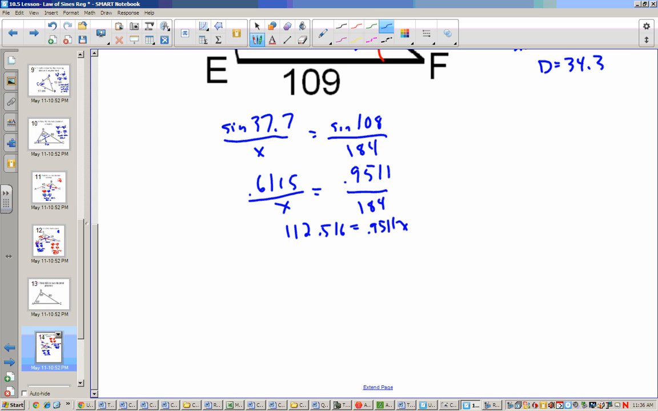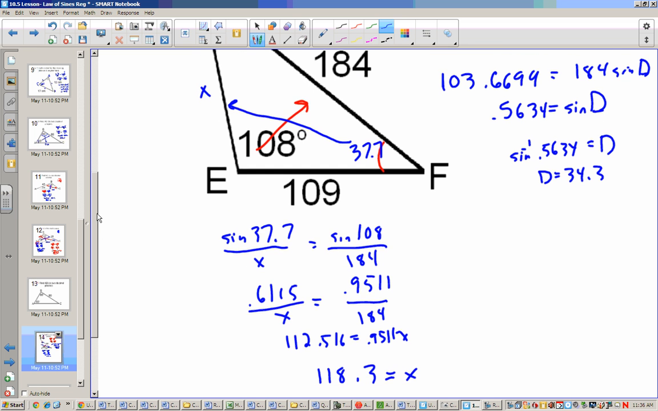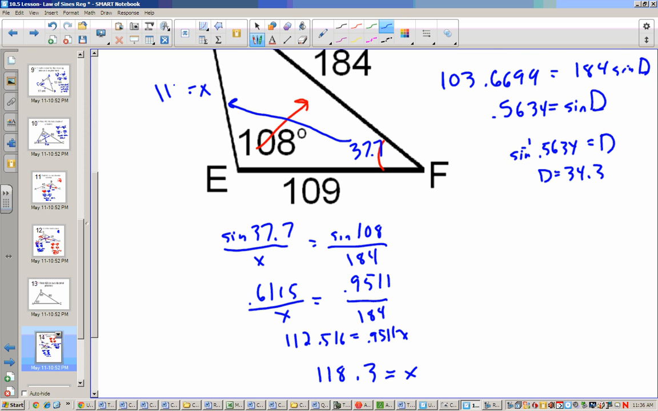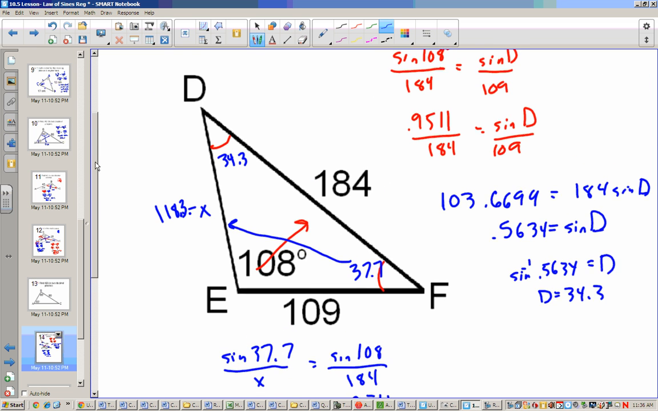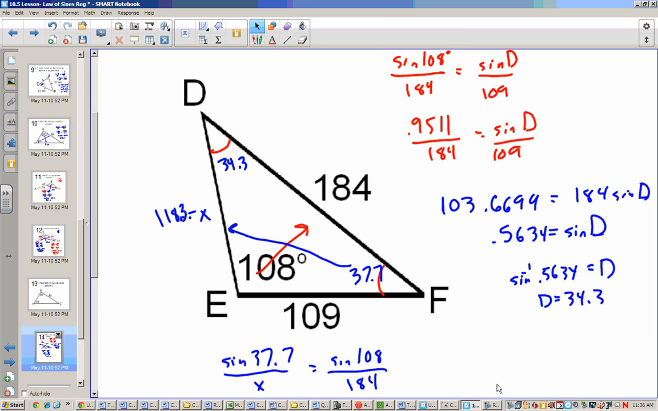And now I'll divide that by the 0.9511, and I'll get 118.3 as my value for x. So now I'll just plug that in, 118.3, and that seems pretty reasonable. And I am finished with my triangle. All right, hopefully you're able to continue to do level 3.